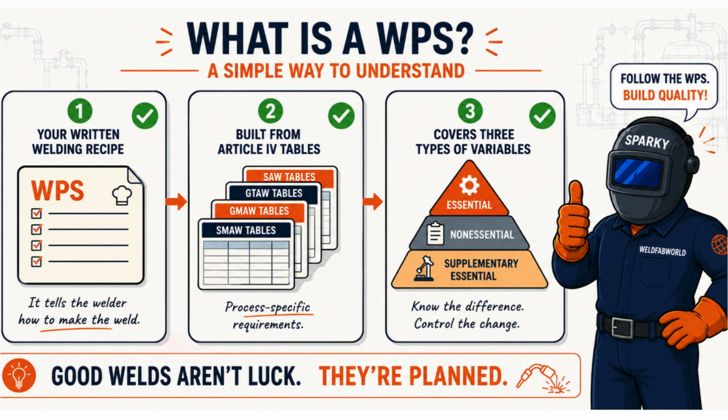To recap, a WPS is your written welding recipe, built process by process from the Article 4 variable tables. Every variable is essential, non-essential, or supplementary essential, and that tier determines what you can change without requalifying. Get the tiers right, and you'll never fail in audit over a WPS technicality again.